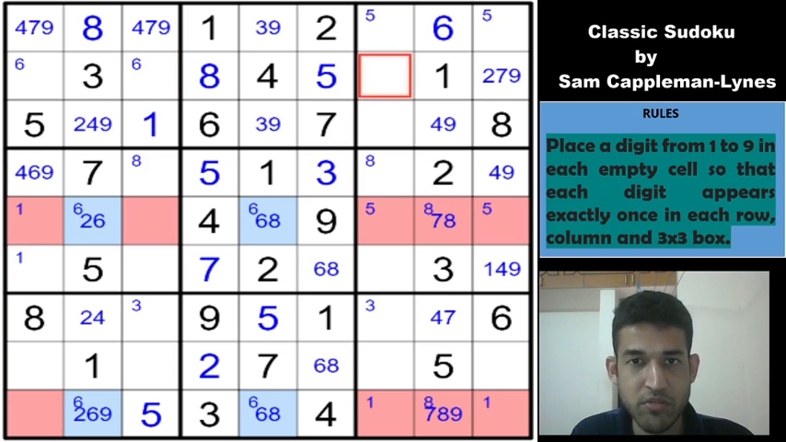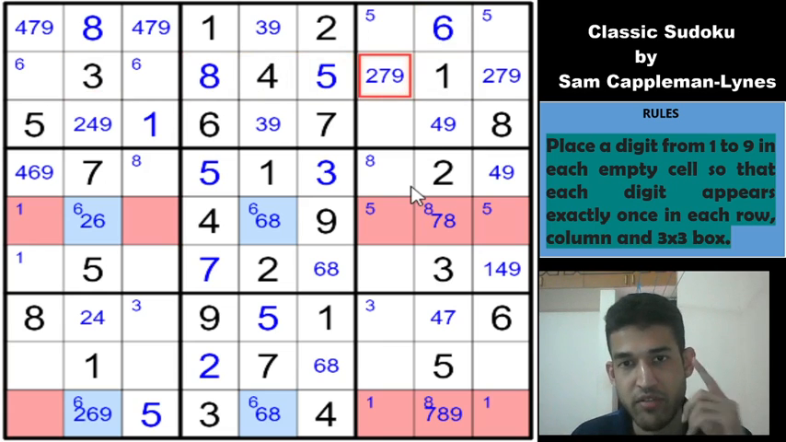Okay, so this cell also must be 2, 7, 9, right? 4, 5, 8, 1 and 3 and 6 are ruled out. So this must be 2, 7, 9.